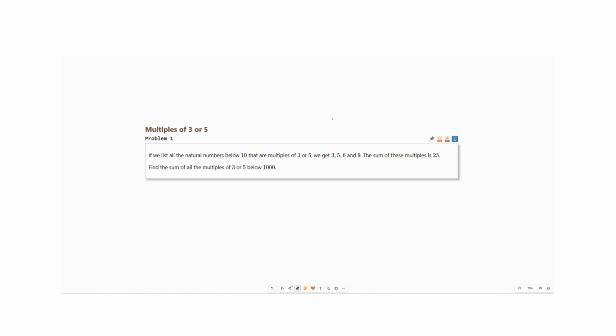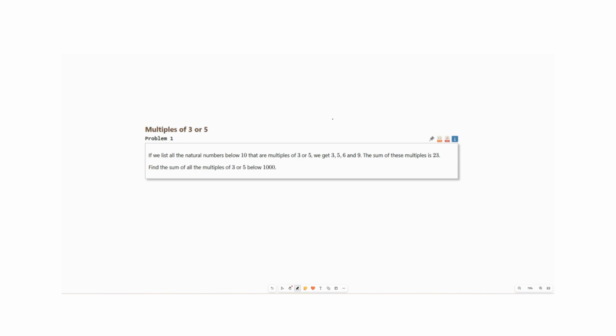Here's the problem statement. If we list all the natural numbers below 10 that are multiples of 3 or 5, we will get 3, 5, 6 and 9. The sum of these multiples is 23.